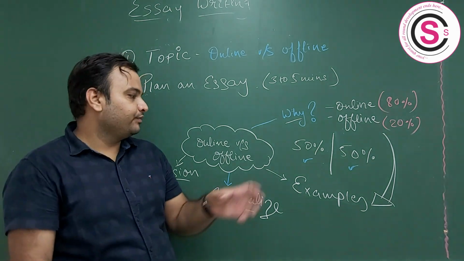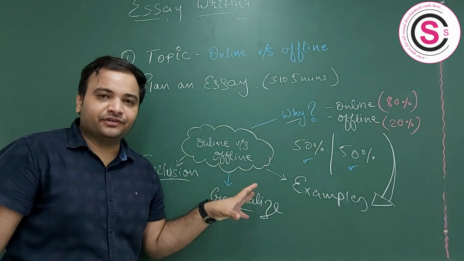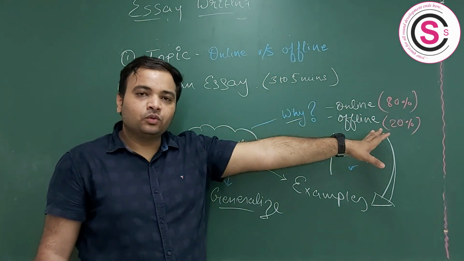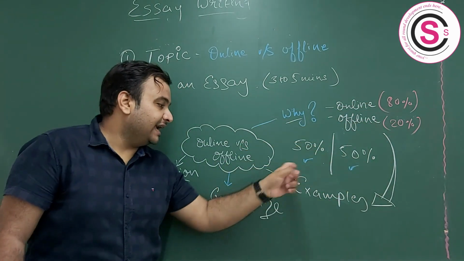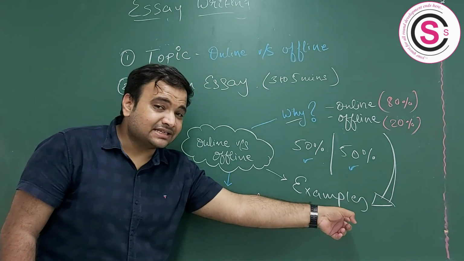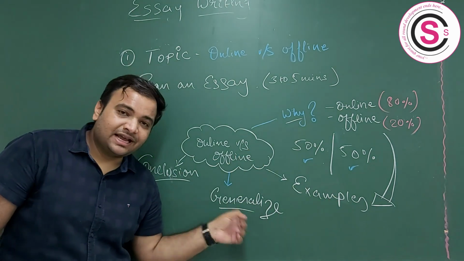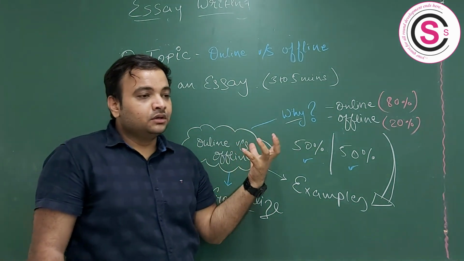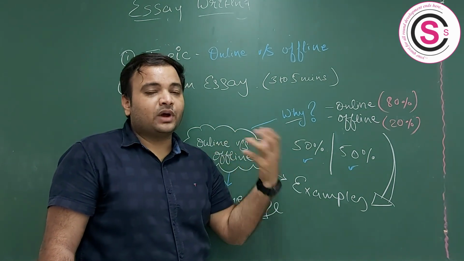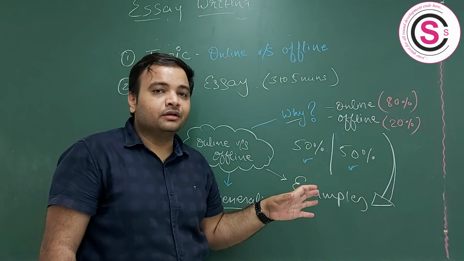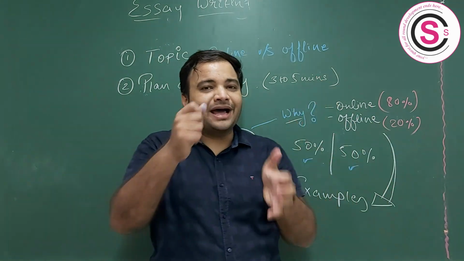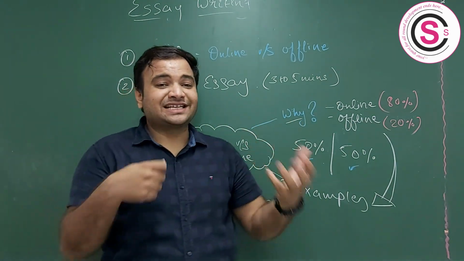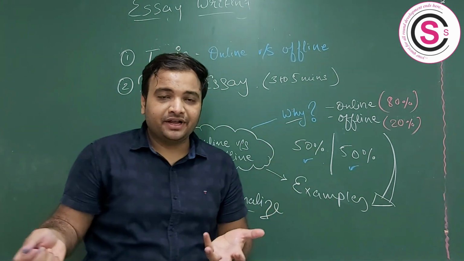That's it, right? This is planning basically. What am I going to do? Why am I supporting online? Why am I supporting offline? Examples, back it up with relevant examples. Then generalize the things, right? Why online is important, why offline is important, that's already done. But you can use the general statement. Like you can make a comparison between the two. You can come up with case studies, you can come up with a survey.